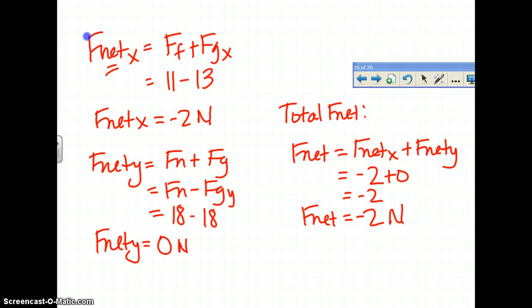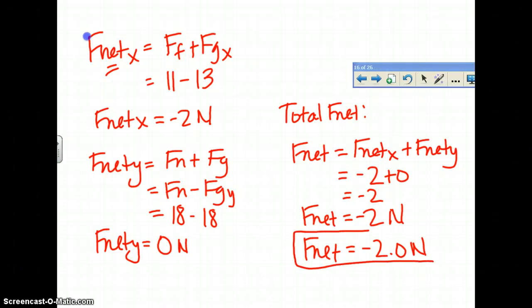No sig figs. Okay, so the real final answer is F net equals, how many sig figs from your givens, guys? 2 sig figs, so it should be negative 2.0 newtons. That's your final answer that you need to box for this problem here. Very good.